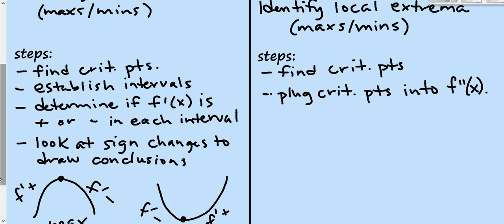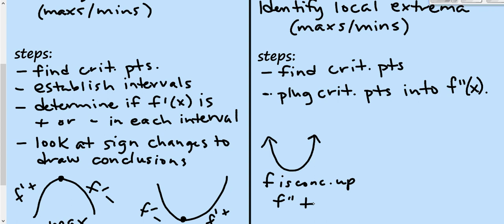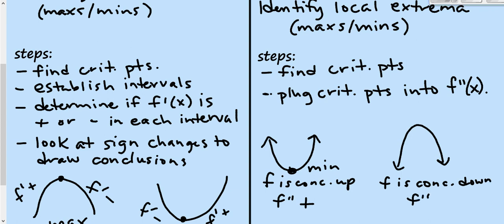We learned last time that if the second derivative is positive, you are concave up. Your graph is concave up. So f is concave up when f double prime is positive. And if you're looking at a critical point and you're wondering if it's a max or a min, and if the graph is concave up, then you must be at a minimum. And we also know that when f is concave down, f double prime is negative, and if you're looking at a critical point and your graph is concave down, you must be at a maximum.